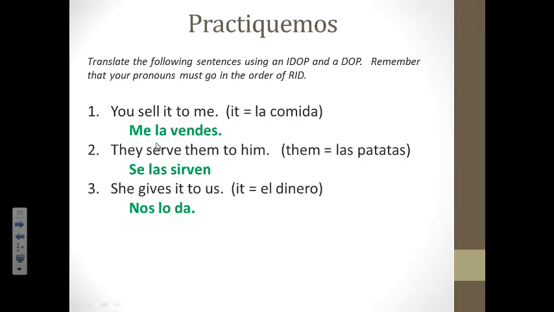Alright, let's review. You sell it to me. Me la vendes. 2, they serve them to him. Se las sirven. And 3, she gives it to us. Nos lo da.